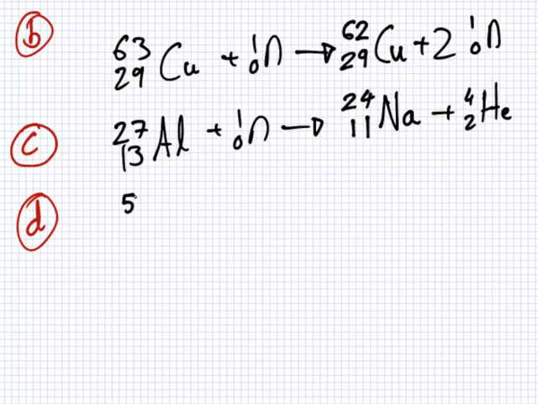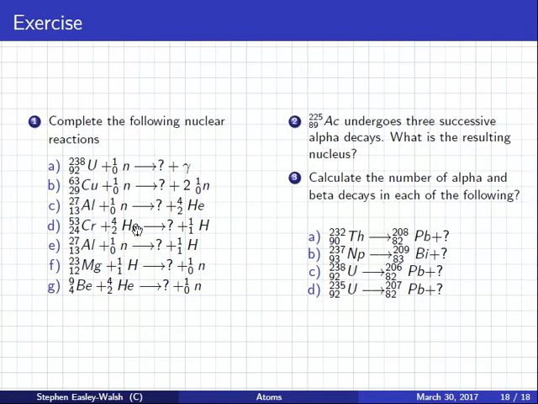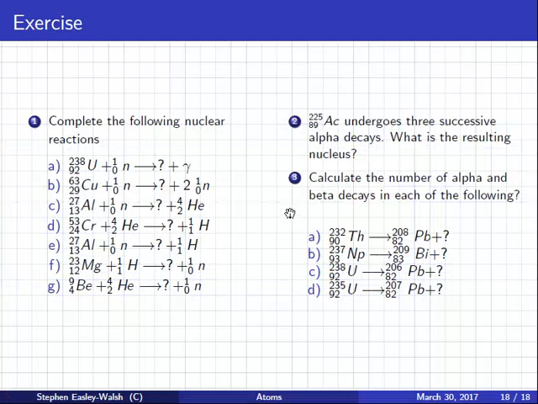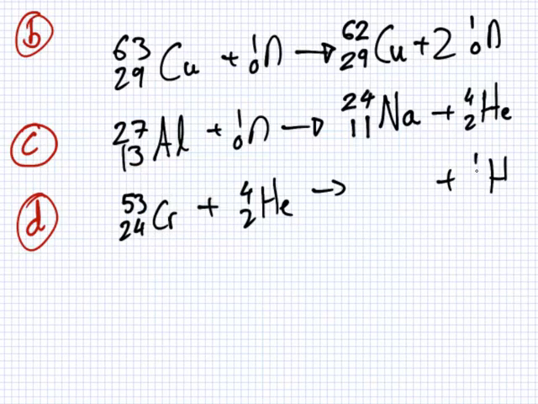I think this is krypton, isn't it? Or no, krypton is Kr. Chrome, oh, I don't remember. 53.24 Cr plus an alpha becomes something plus a hydrogen. Well, the total here is 57 and the 1, so what must be here is 56. And the total here is 26 and there's a 1 here, so this must be 25. So what comes after Cr, if you have it there? 25.